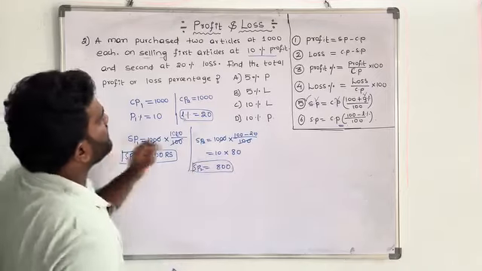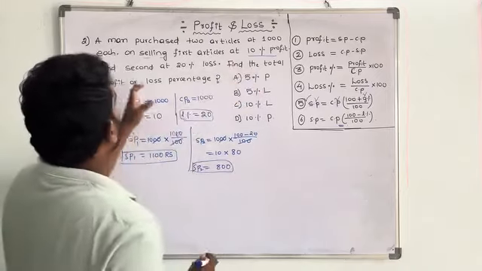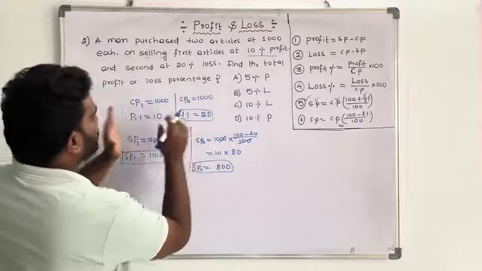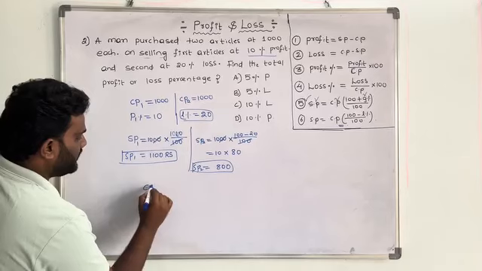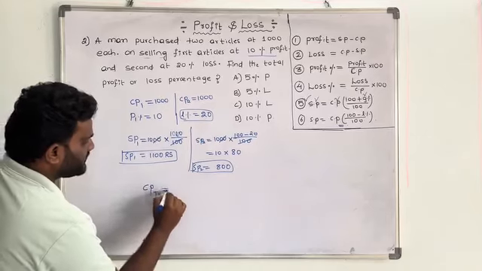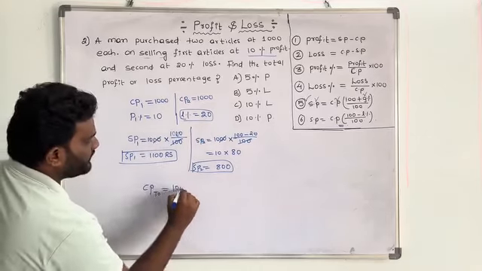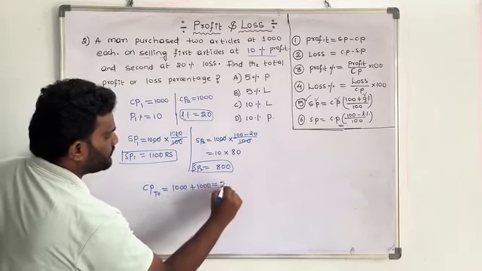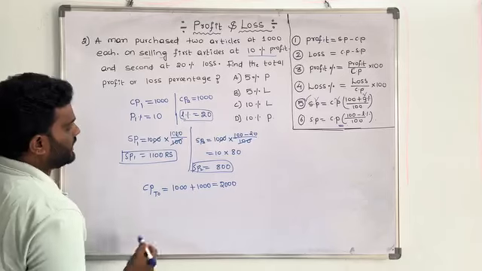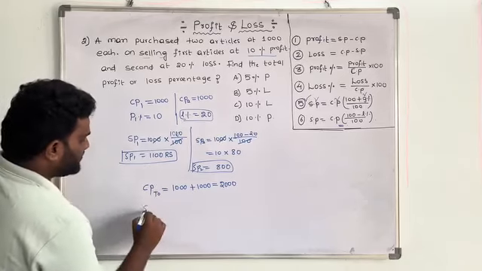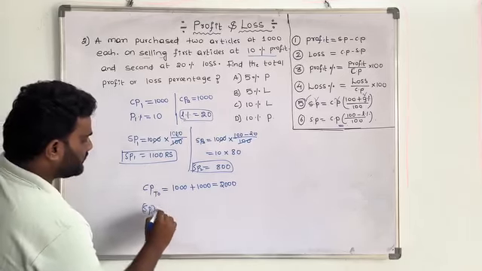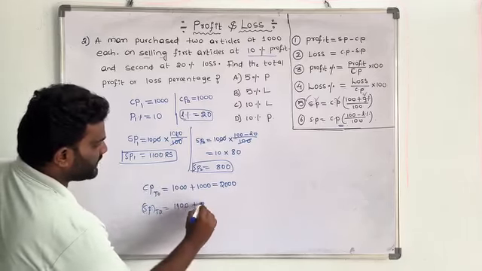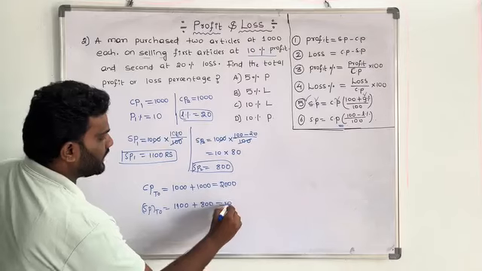So what he is asking, find the total profit or loss percent. Total, he is asking total. So addition of 2. So what is the total cost price? Total cost price is equal to cost price 1 plus cost price 2 is equal to 2000. Okay, similar way, what is the selling price total? Selling price 1, 1100 plus selling price 2, 800 is equal to 1900.